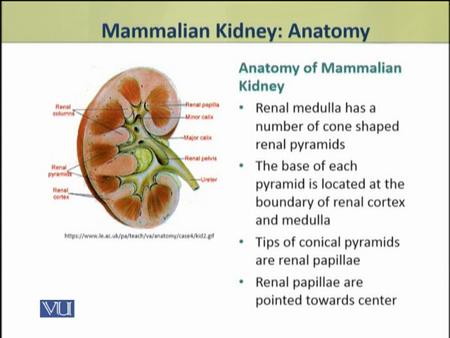Renal medulla has a number of cone-shaped renal pyramids. The base of each pyramid is located at the boundary of renal cortex and renal medulla, while the tips of these conical pyramids are called renal papillae. Renal papillae are pointed toward the center.